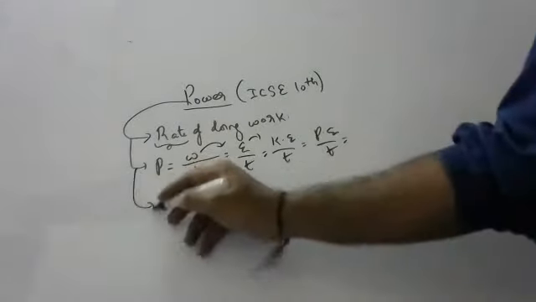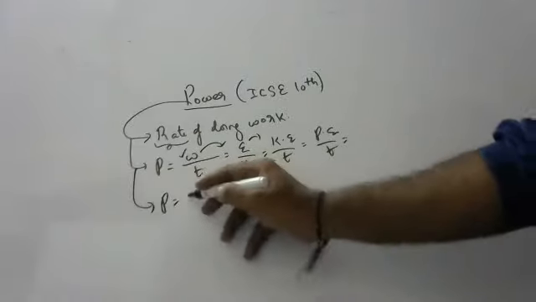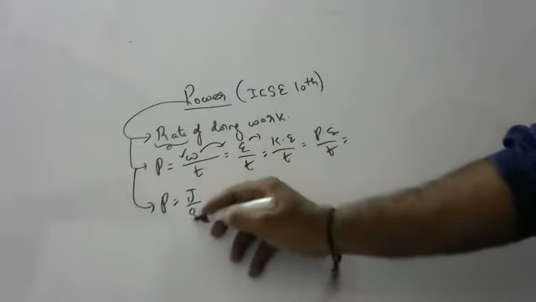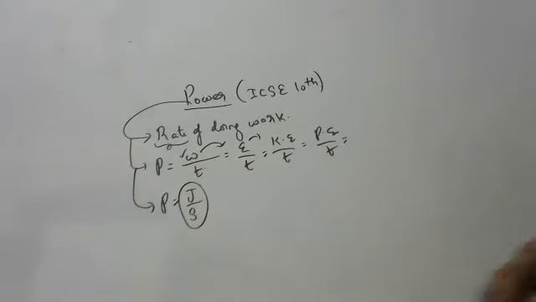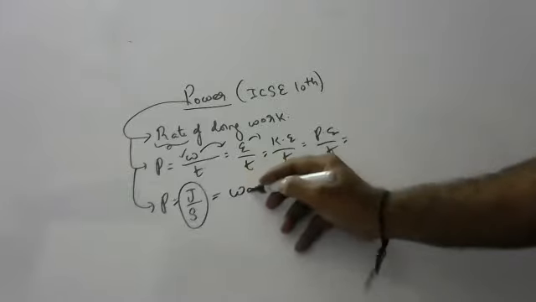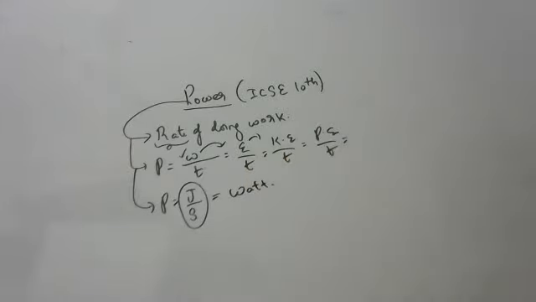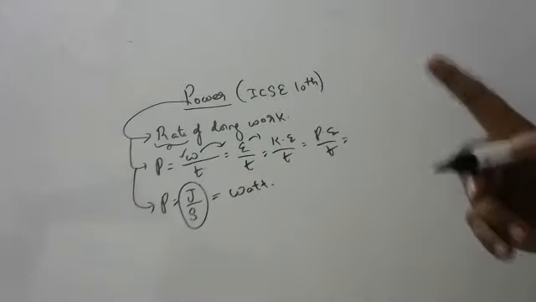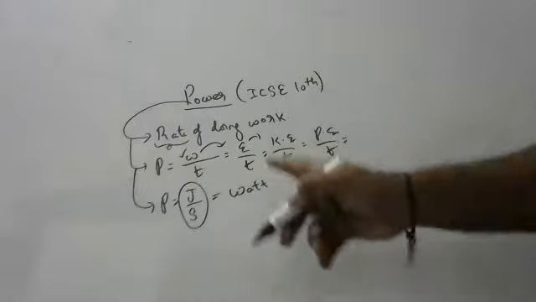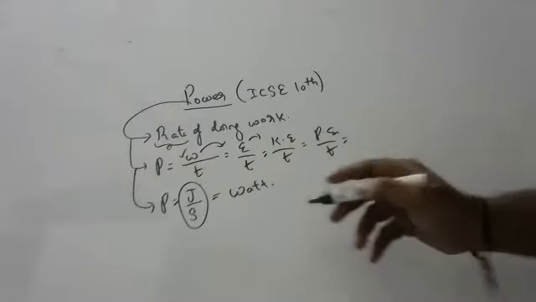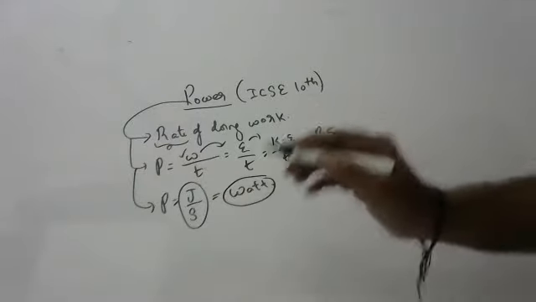Okay, so units of power: this is joules, this is seconds. Instead of saying joules per second every time, we will say watt. So what is the unit of power, children? Watt. Watt is the unit of power. Don't say joules per second, say watt. Watt is the normal unit.